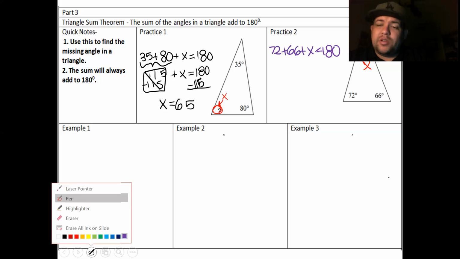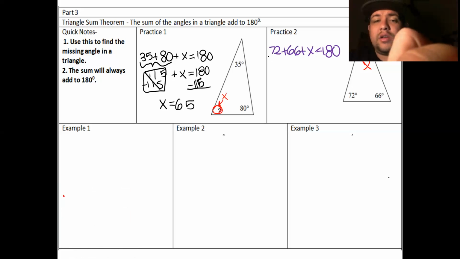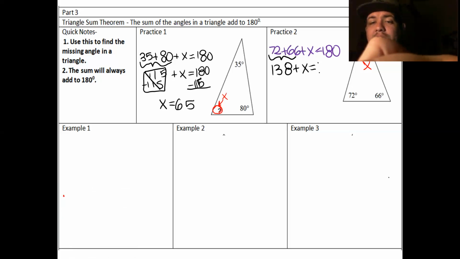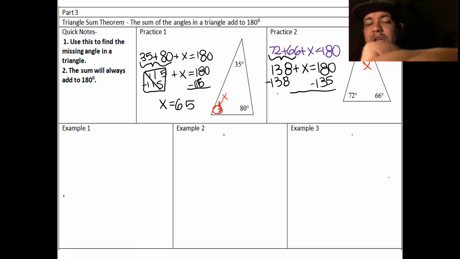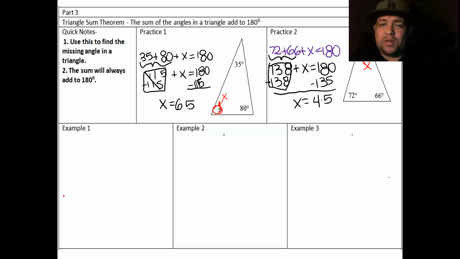You guys will be able to use calculators on the test, so this is one kind of fun thing you can do. 72 plus 66 is 138, plus x is equal to 180. We're going to subtract 138 from both sides. We want to make sure that we're subtracting on both sides. These are going to cancel out, and we're going to be left with x is equal to 42. Carry the 7, that's 4. Yes, we're good. So I do know that I can solve for those.